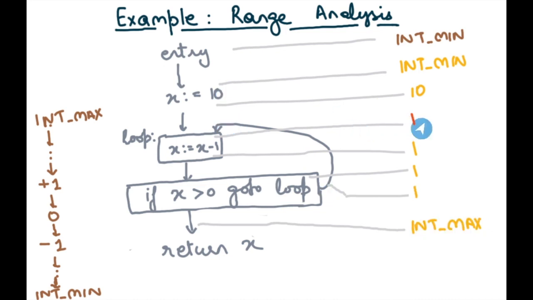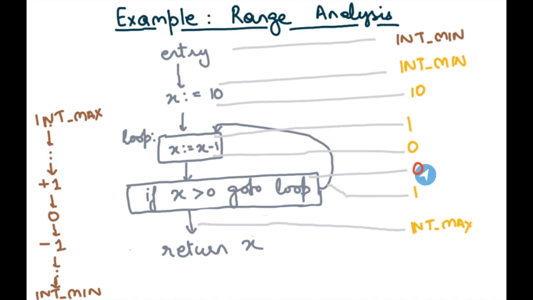So the next thing I need to do is change this value to 1, and everything else remains the same. So 1, 1, 1 and int max. And now this 1 gets transferred across the x minus 1 and becomes a 0. And this 0 just gets transferred to another 0 just before the conditional branch.